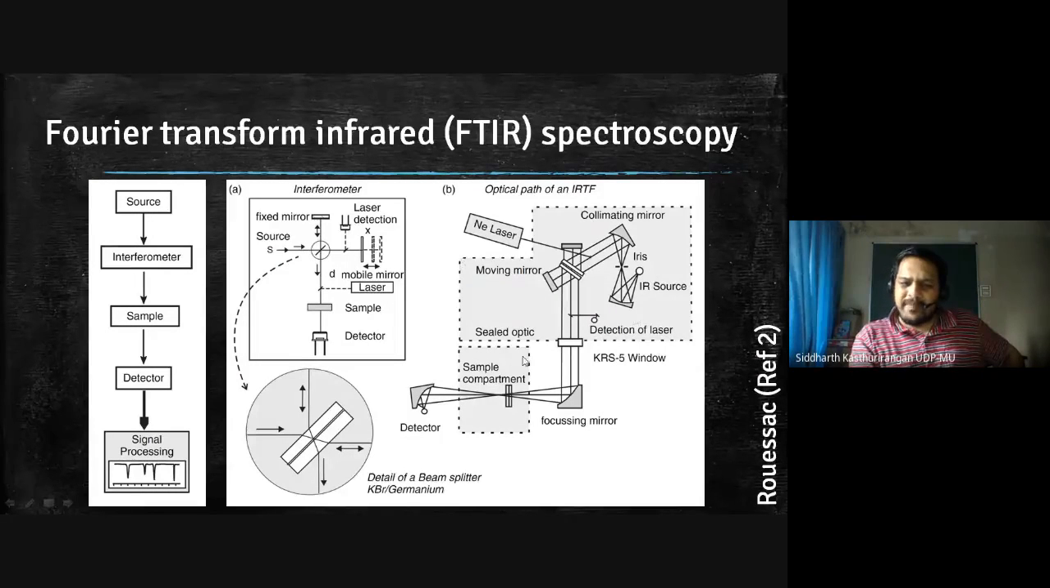This is a more complicated arrangement, but the same idea. There are two mirrors, one moving mirror and one stationary mirror. There is a beam splitter, there is an infrared source, and a laser is used as a reference just to know how much the mirror is moving.